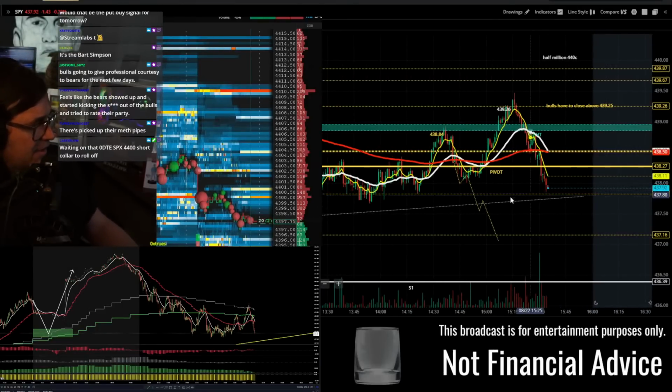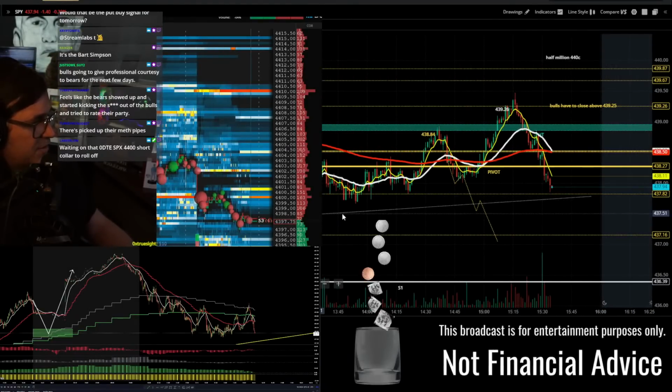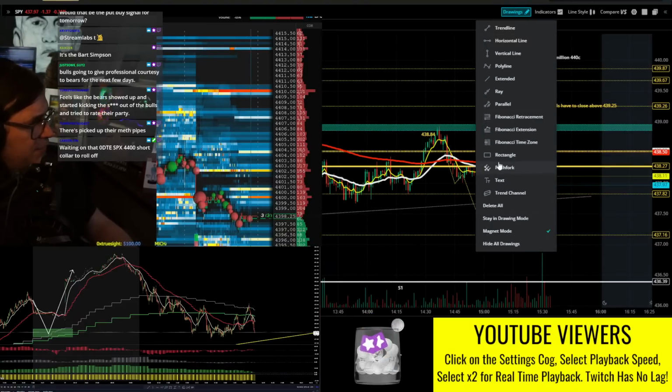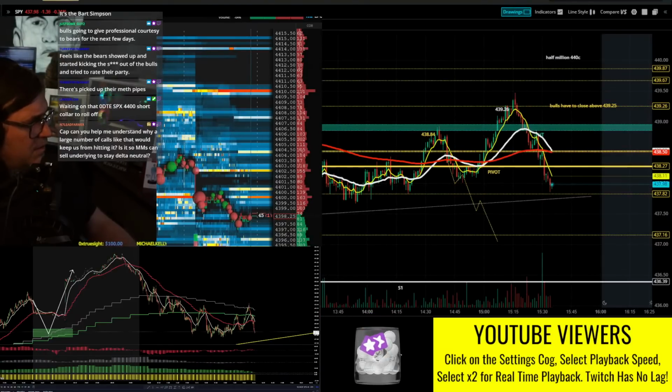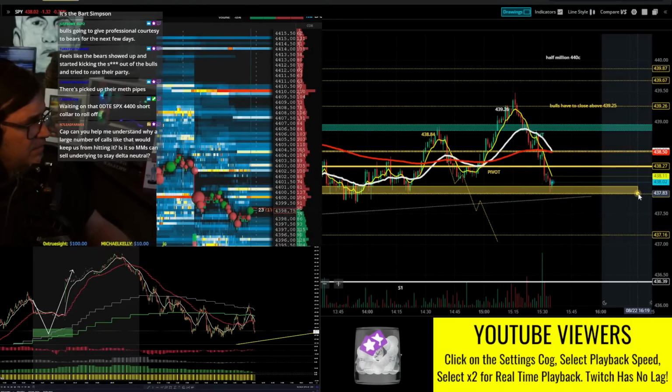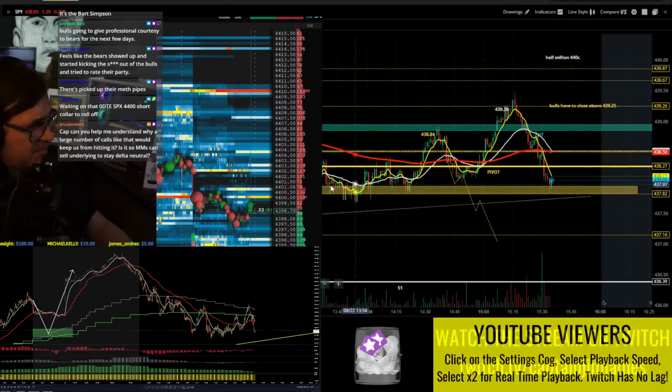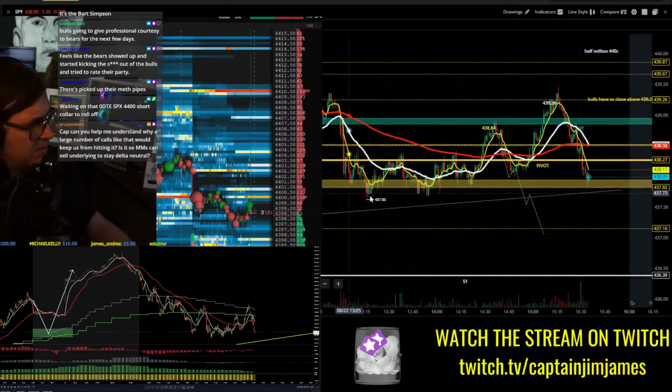I guess I could want them if we broke below this stuff here. I might want them if we broke these buyers here. If we break these buyers right here, if we break all these buyers right here, I'd probably buy some puts into the bell. But until we break these buyers here, I don't know if you can see this.